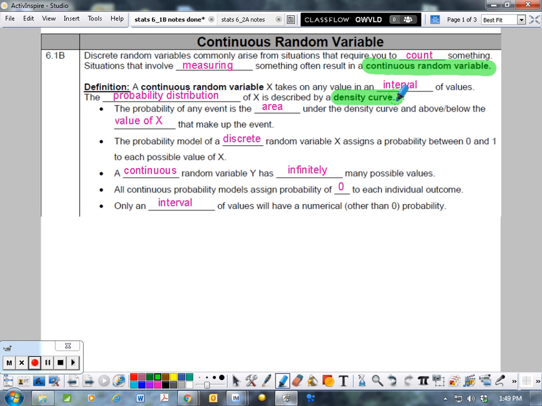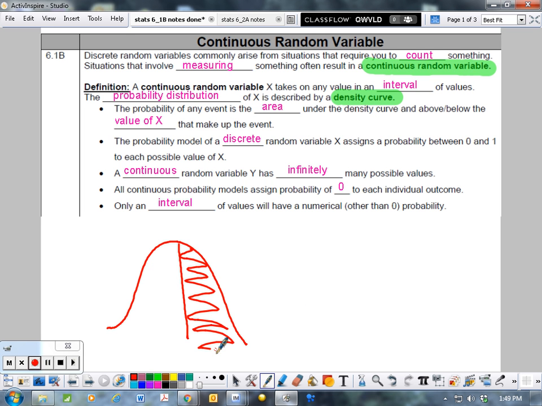Now, the probability of any event is the area under the density curve and above or below a value of x. So we're going to start seeing those normal curves. We're going to say, okay, what's the probability it's here and higher? Or what's the probability with our normal curve, that's a horrible normal curve, that it's between here and here. And so we're going to be calculating those types of things.